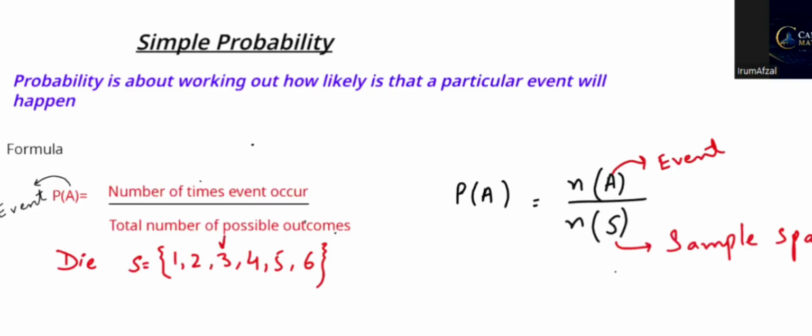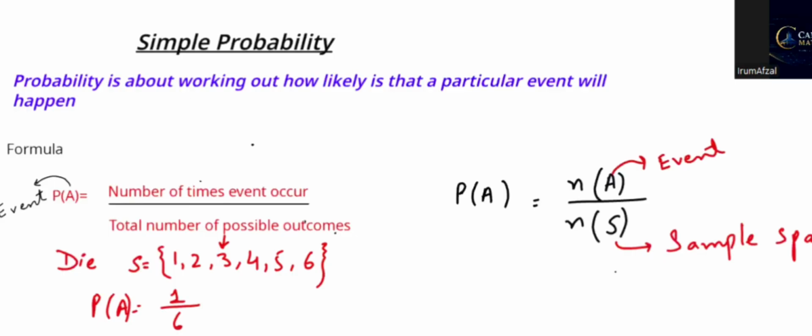If you see, 3 appears only one time out of a total of 6 possible outcomes. How many possibilities are there? Total 6 possibilities, and there is only one chance that 3 can occur. So the probability for this type of event is going to be 1 over 6. In very simple terms, this is how the formula works. So this is the very simple concept of probability.